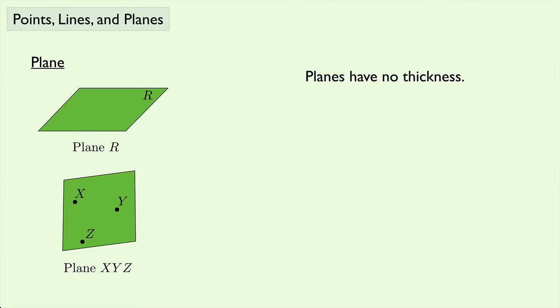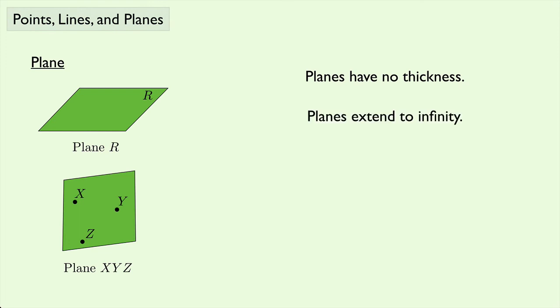So planes have no thickness. So you can imagine a very, very thin piece of paper. So thin that it actually has no thickness. That would be a plane. I know, it's a hard thing to visualize, but again, these are concepts that are undefined, but we're just going to try and assume you're familiar with them.